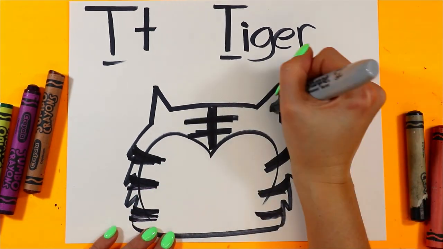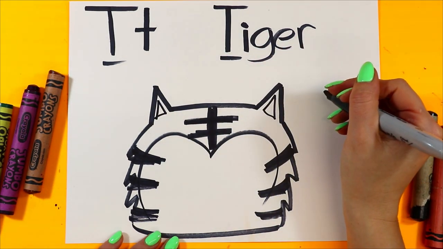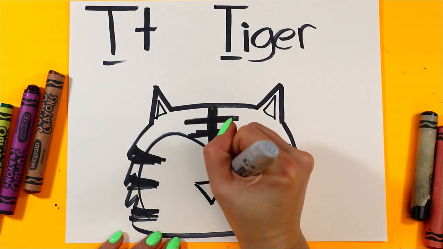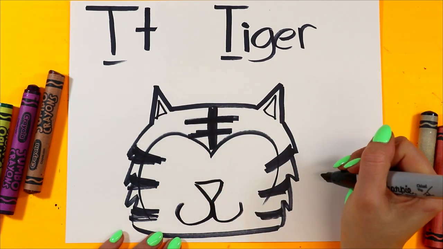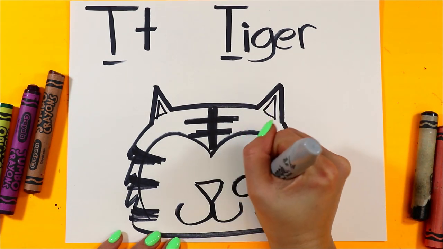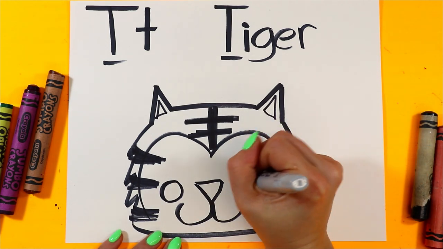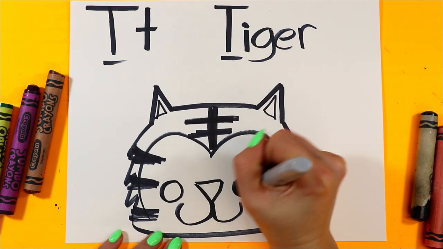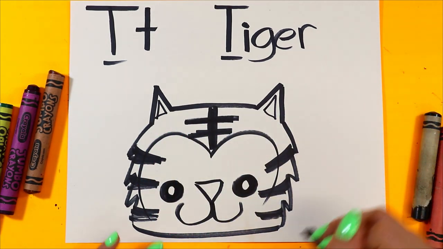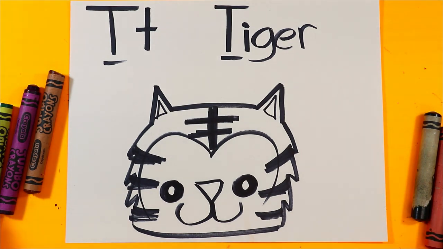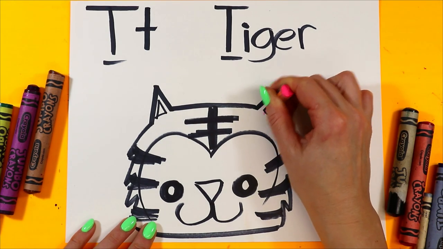We'll draw little triangles in the ears. For the face, let's draw an upside down triangle with the curving lines at the bottom. Circle on either side for the eyes. And then we'll color in the eyes, leaving just a little circle white. And then you can color in your tiger using your choice of art mediums and colors.